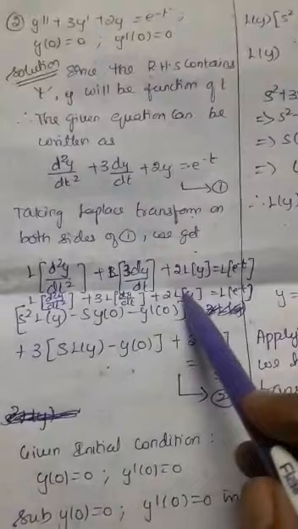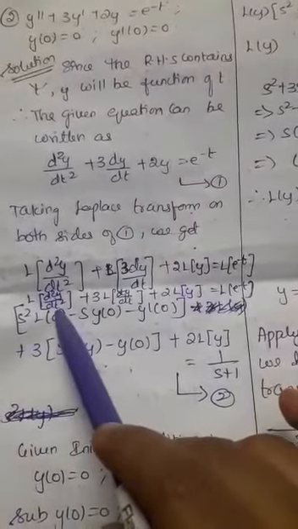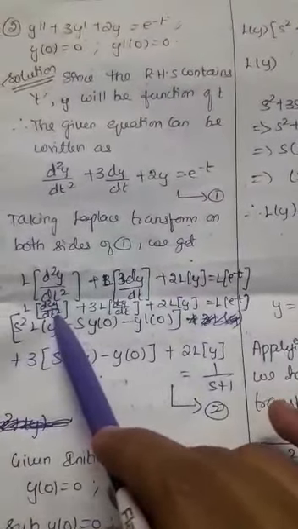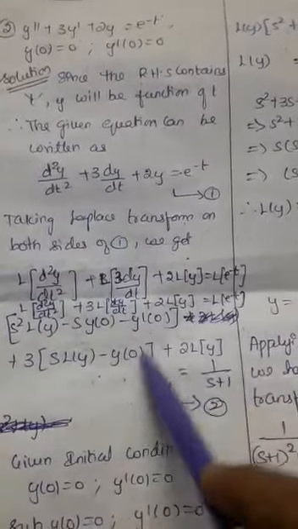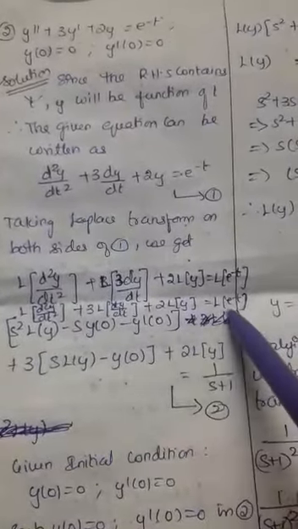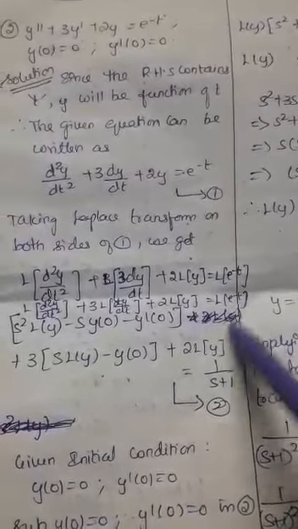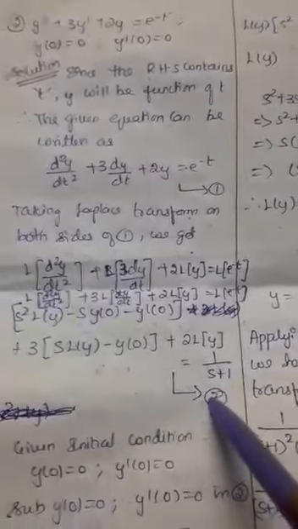This bracket is what I am representing as the formula for d square y by dt square, which I already said in the beginning of the first problem. Plus 3 times of L of dy by dt, this is a formula. Plus 2 times of L of y, keep as it is, and Laplace transform of e power minus t is 1 by s plus 1. This part I am naming as 2.